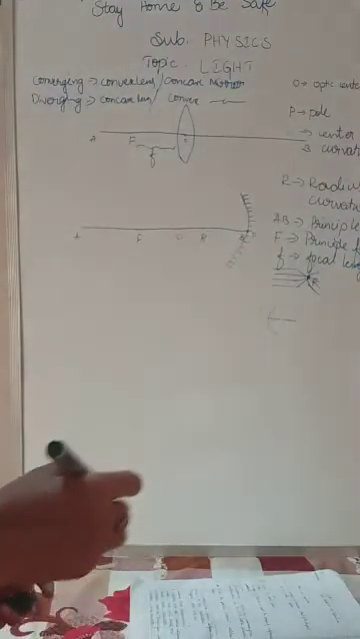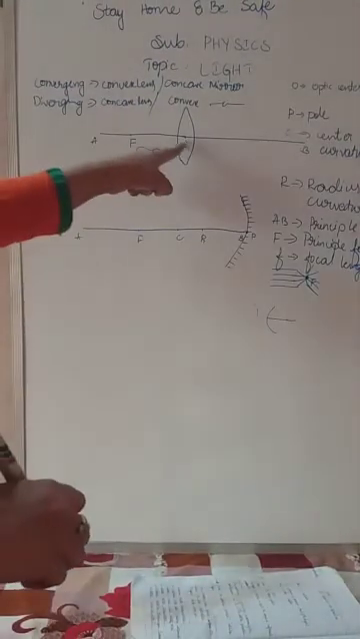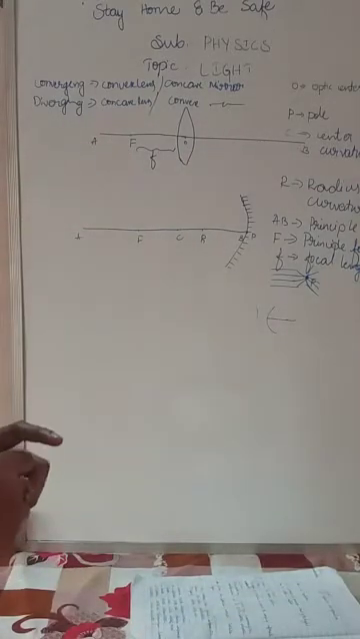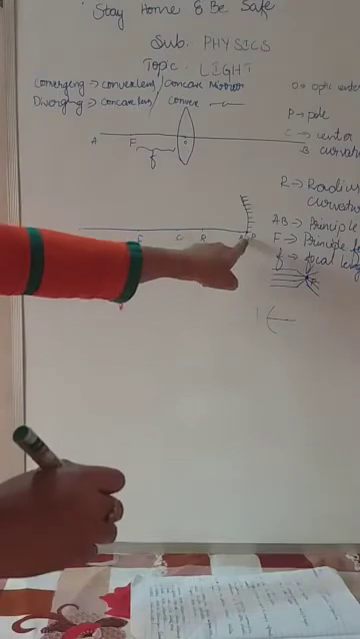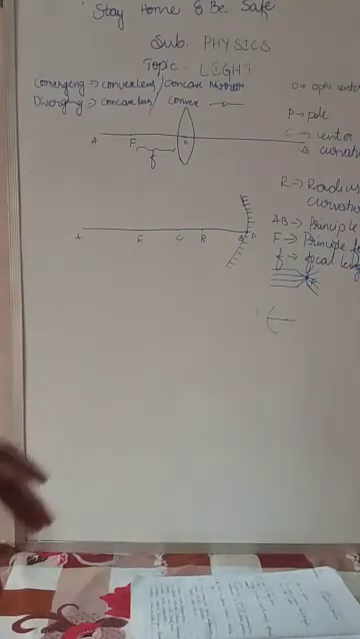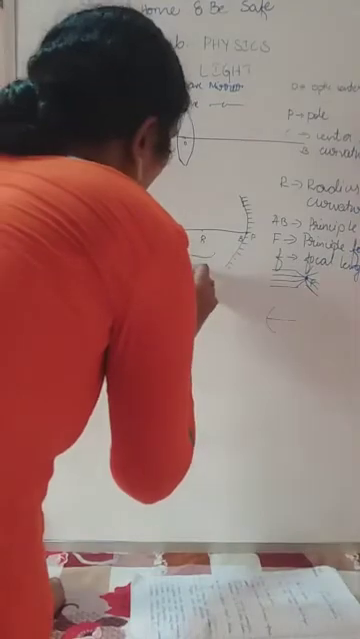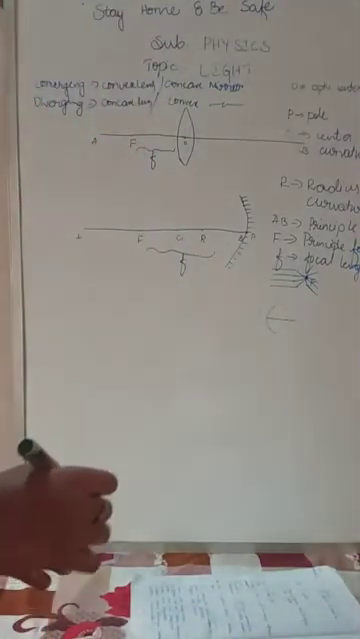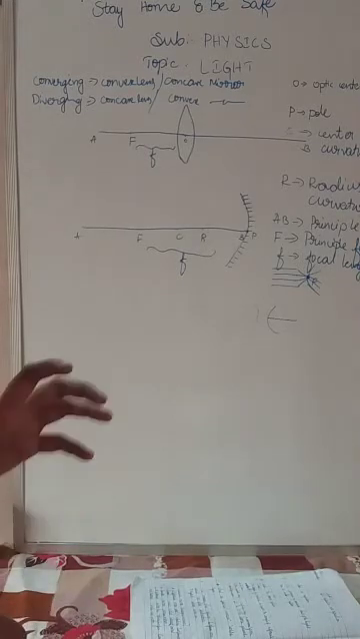You have to keep in mind, very important. What is meant by focal length? The distance between the optic center and the principal focus, or in case of mirror, the distance between the pole of the mirror and the principal focus, is referred to as the focal length. That is denoted by the small letter f.